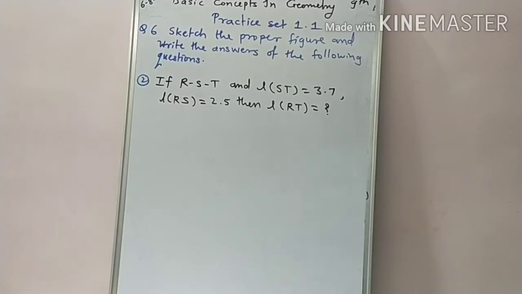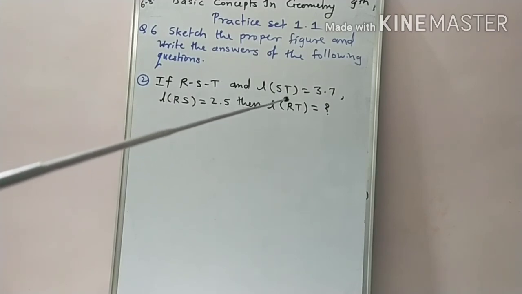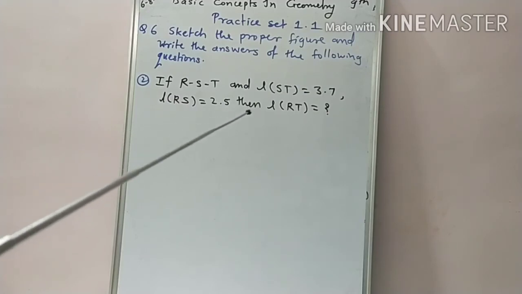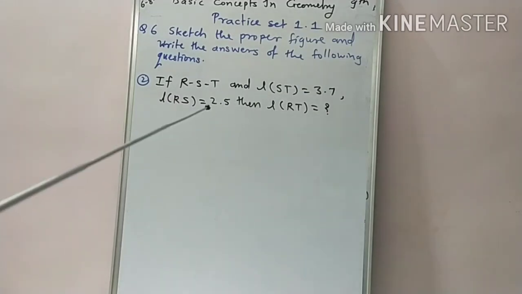Okay, now we start with the 6th example. The question is, sketch the proper figure and write the answers of the following questions. We have 3 examples for the 6th question, and we try the second one. Given that R-S-T, what does it mean? That R, S, T are collinear points where S lies in between R and T, and we are given that the length ST equals 3.7, length RS is 2.5, then find length RT.